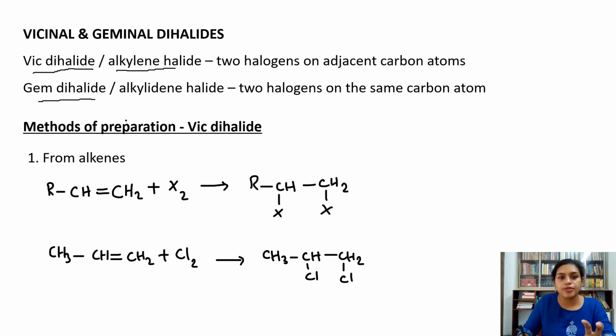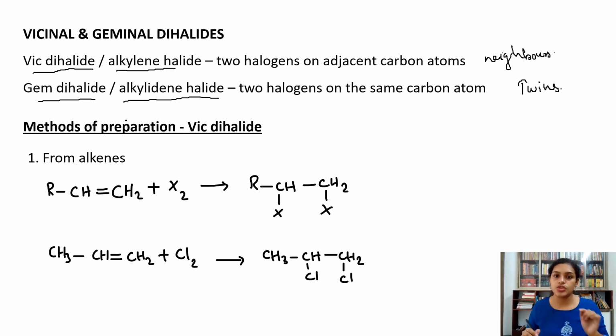The name came from a foreign word which means neighbors. Vic means neighbors because the halogen atoms are situated on adjacent carbon atoms, and gem comes from a word whose meaning is twins. Twins means on the same carbon atom there will be two halogen atoms present. Alkylene and alkylidene. Alkylene means vic and alkylidene means gem.